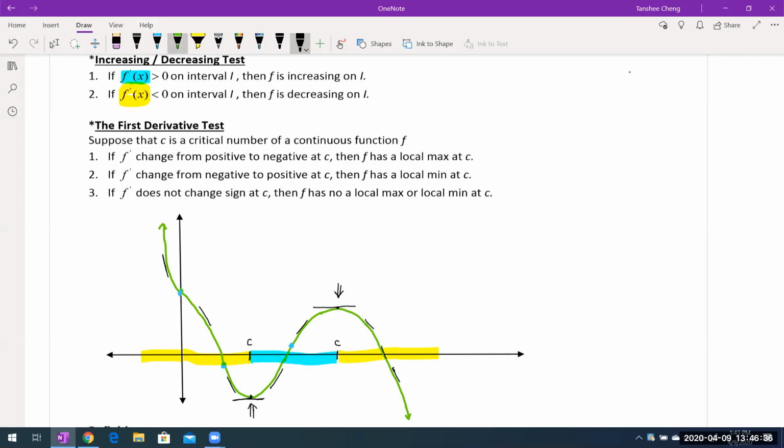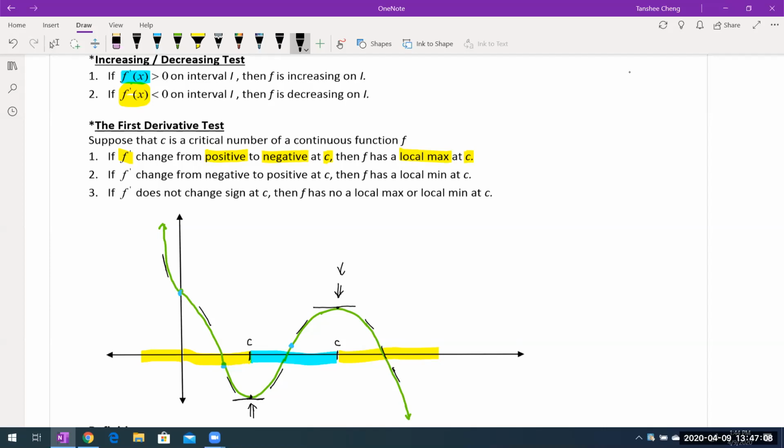So then it says that if what? f prime, meaning the first derivative function value, changes from positive to negative at this critical number, then the original function has a local maximum at C. So that's basically talking about this situation right here.